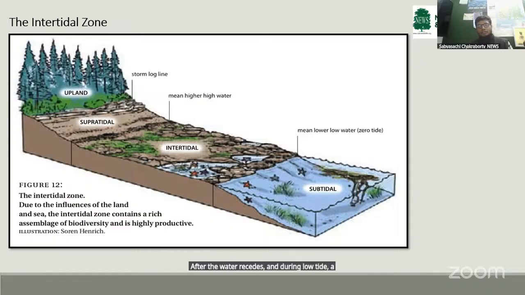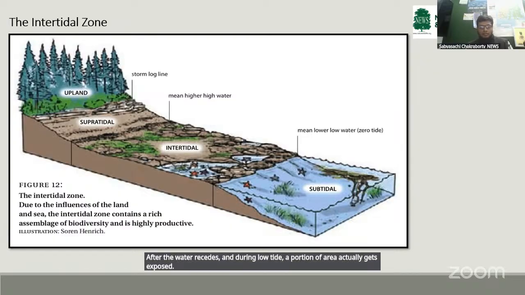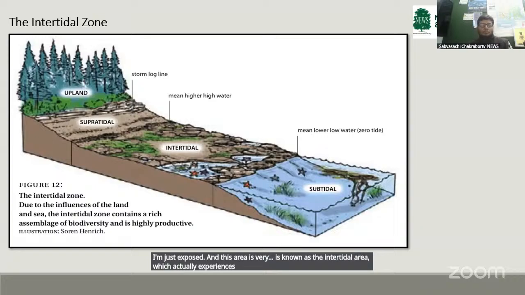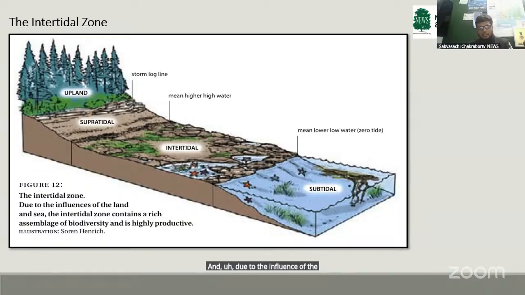of area actually gets exposed, just exposed, and this area is known as the intertidal area, which experiences both the high tides and the low tides. Due to the influence of the land and sea, it contains a rich assemblage of biodiversity in this region, and is also very highly productive.